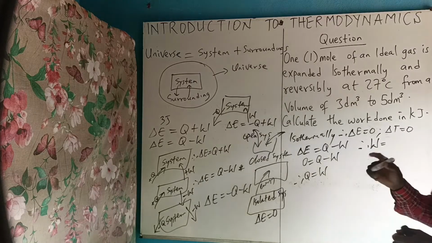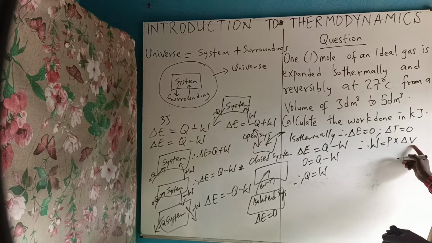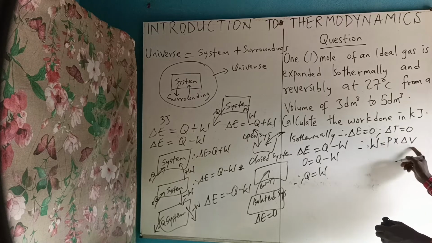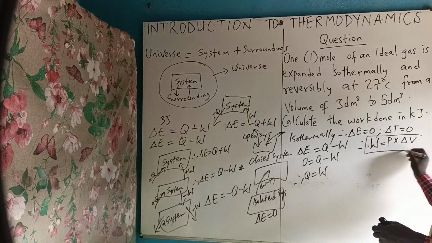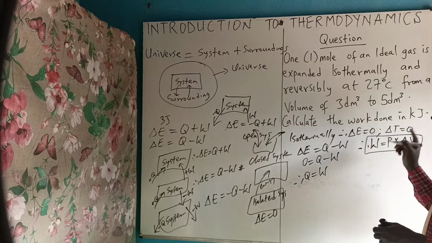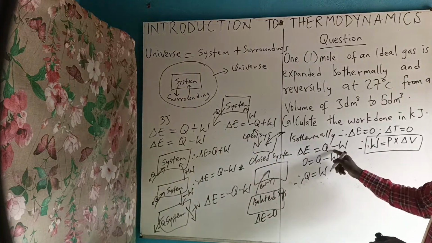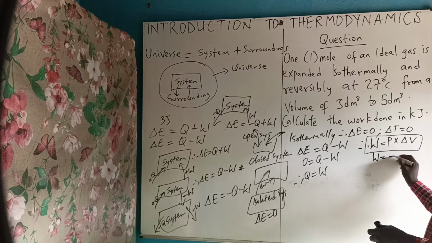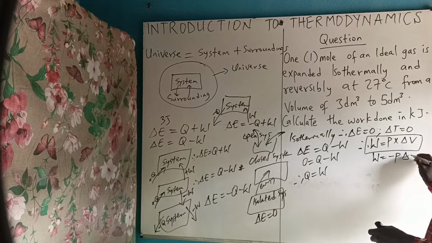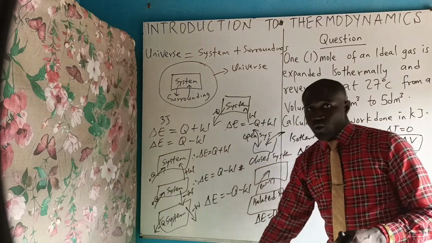Another formula for work is pressure times change in volume. You need to note this. It will be negative when the system is performing work on the surrounding. Like in this one, work will be equal to minus P change in V, because the system is performing work on the surrounding.